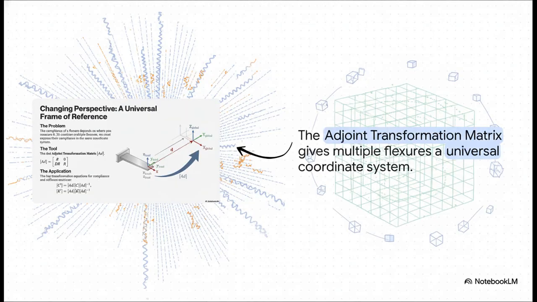Okay, but there's one little wrinkle. If you're going to combine different blocks, they all need to be speaking the same language, right? They need to be described from the same point of view. It's like giving directions. Everyone needs the same starting point, the same "you are here" map. A flexure's compliance totally depends on where you're measuring it from, so we use a special math tool, a joint transformation matrix, to basically shift every part's perspective into one single universal coordinate system. That's the trick that lets us actually add them all together.